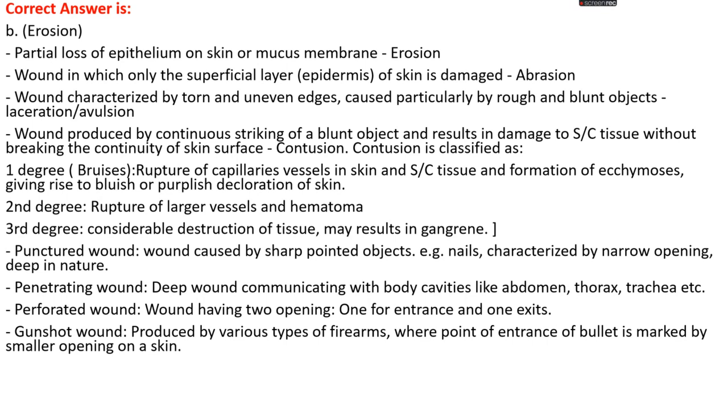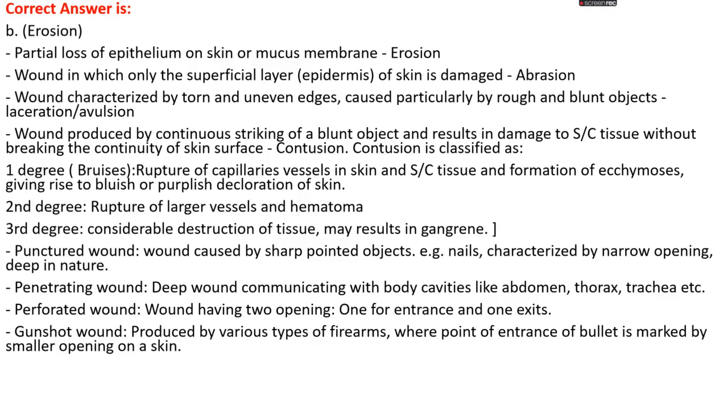Contusion is classified into three types: first degree, second degree, and third degree contusions. In first degree contusions or bruises, there's a rupture of capillary vessels only, under the skin and subcutaneous tissue, and formation of bluish or purplish discoloration of the skin. In second degree contusions, there's rupture of larger vessels, leading to the formation of hematoma. In third degree contusion, there's considerable destruction of tissue which may result in gangrene as well.